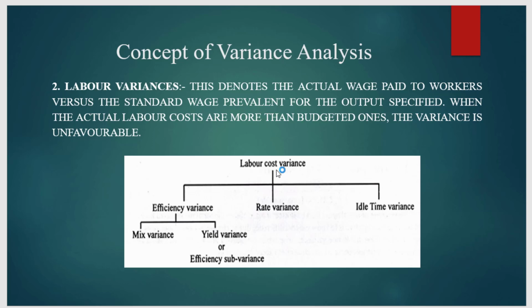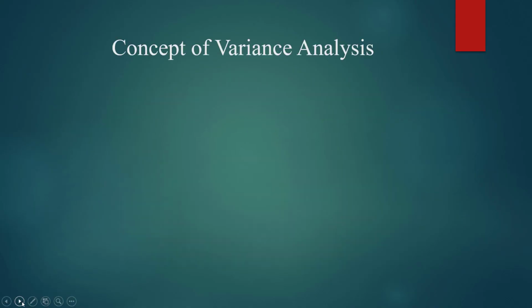It will be dealing with the actual wages paid and the standard wages which were set by the organization. So we'll see now what are the different types of labor cost variance, that is efficiency, rate and idle time variance. We'll see one by one. Let me just make the screen. So here we'll see the labor cost variance.